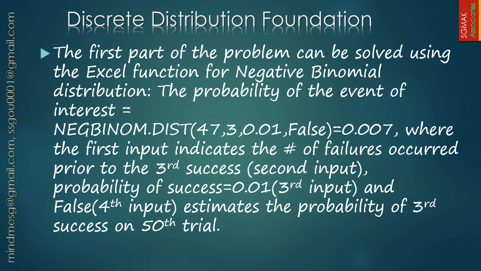Now, the third success happens to be the second input also. The probability of success in each trial is 0.01, same as finding a weld to be defective. And the last input is false because you want to estimate that specific probability, not the cumulative. So 0.007 is the probability of finding the third defective weld on the 50th trial.